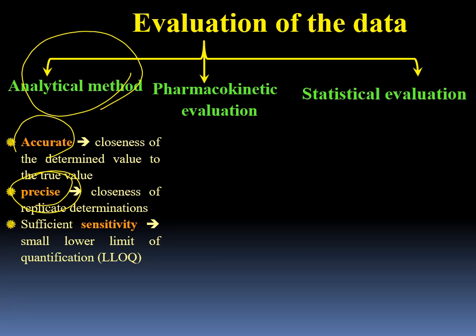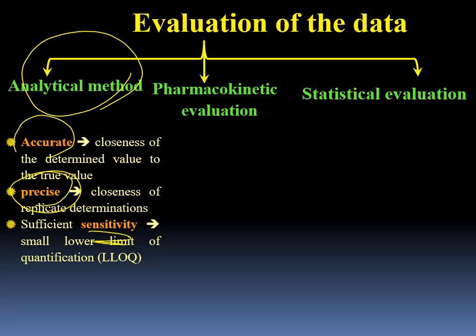That is precise. But if we inject the sample first time and it gives you 10, if you inject again a sample from the same container, same vial or whatever, same test tube, you inject a second sample and it gives you 8, third time it gives you 13, it means that your method is not precise. There is no repeatability. And the third one is sensitivity.